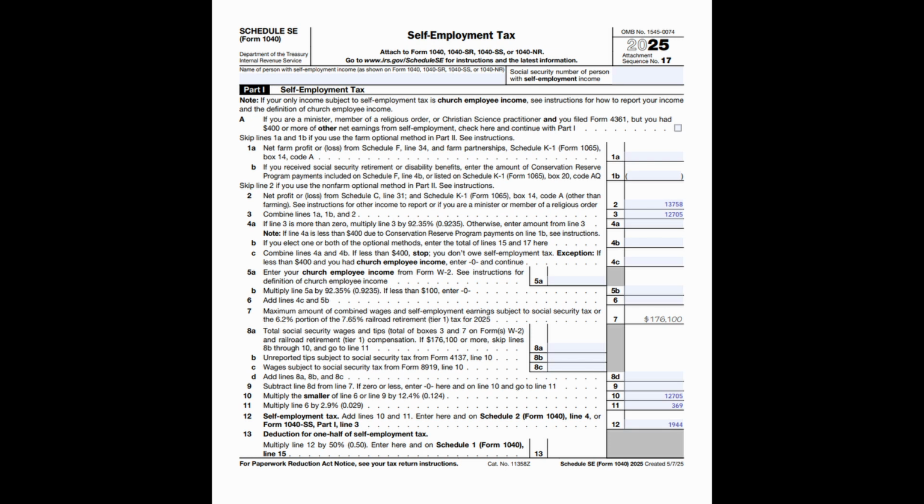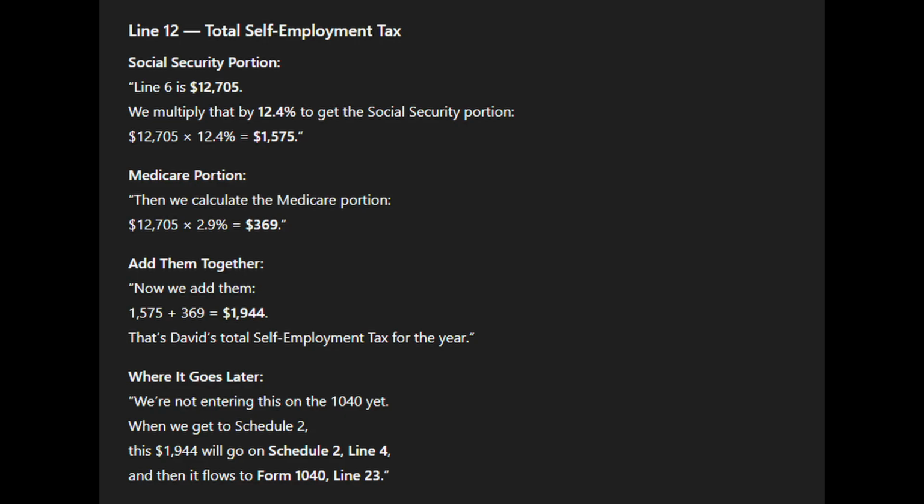Line 12 is the total self-employment tax. It's the $12,705 times 12.4%, $1,575. Then we calculate the Medicare portion. $12,705 times 2.9% is $369. Add them together, gives us $1,944. That's David's total self-employment tax for the year.